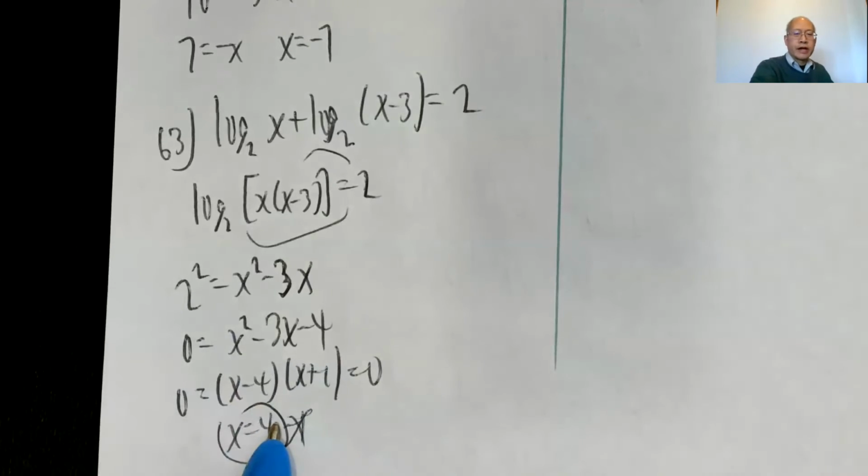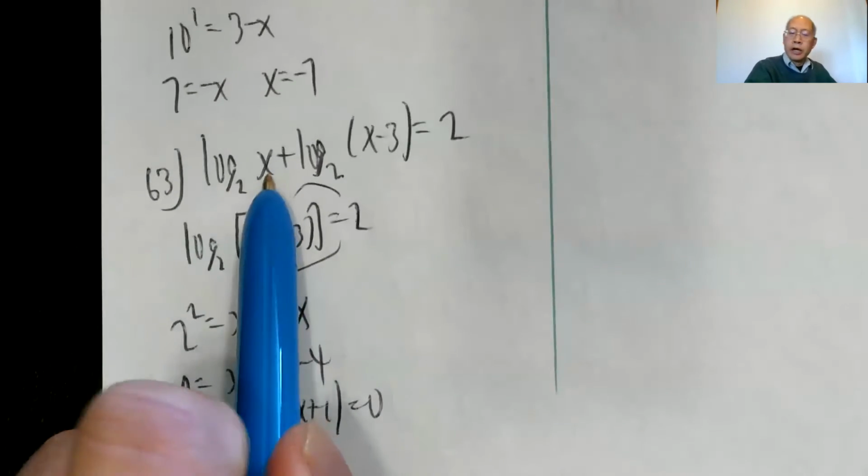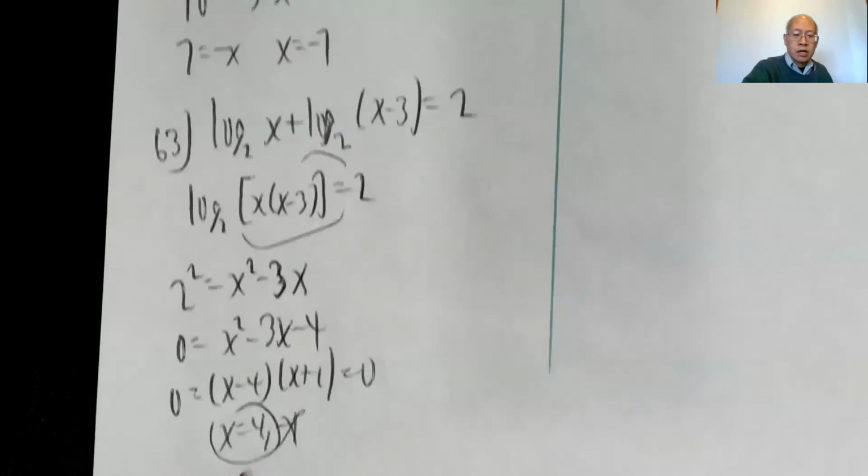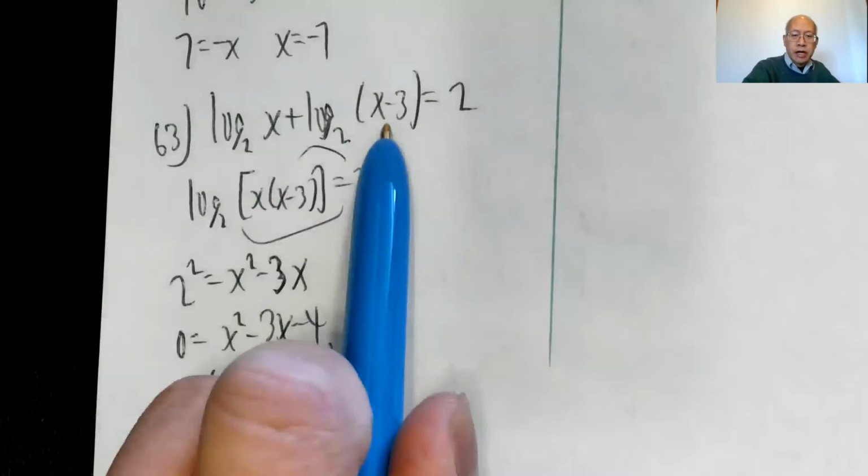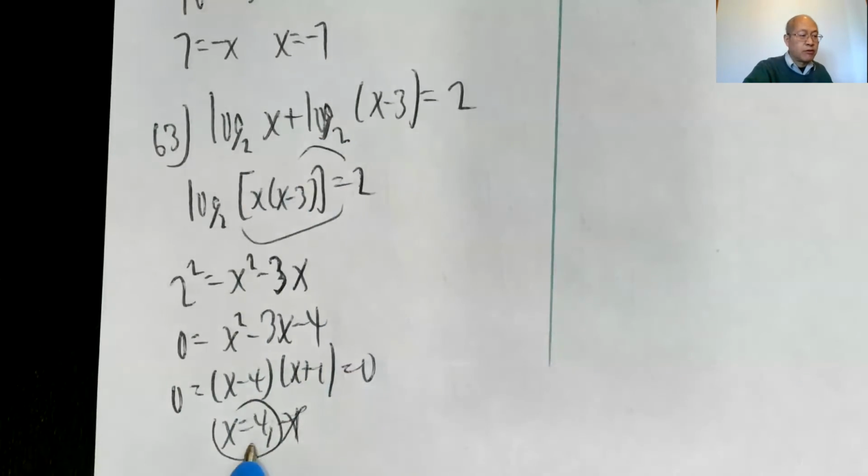X is 4 or negative 1, but negative 1 is no good. You cannot take the log of a negative. If I plug in 4, that's okay, so we're good. We just keep the 4.